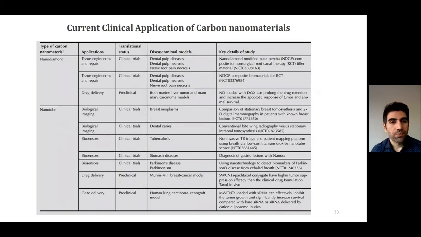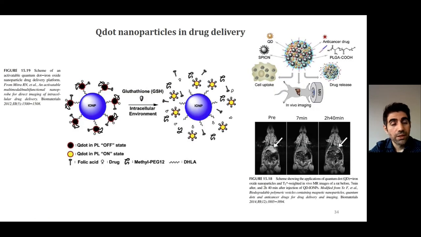Here you can see the current clinical applications of carbon nanomaterials among various allotropes of carbon materials. Just nanodiamond and nanotube are in clinical trials. Here, for example, in the case of nanotube, these nanomaterials are used for biological imaging, as a biosensor, and for drug delivery and gene delivery purposes. And of course, for nanodiamond, we can consider its application here. Here, quantum dots.